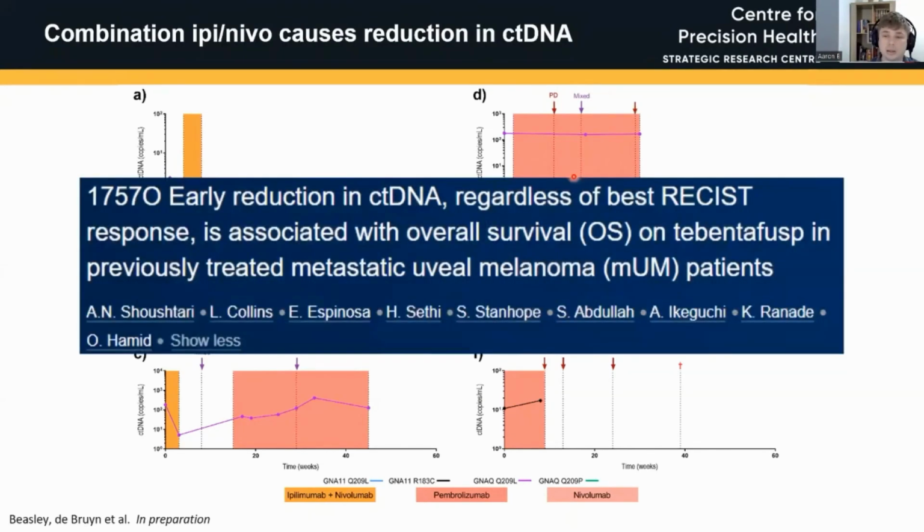And this has been shown in a recent published abstract. This was a conference abstract for ESMO, and it showed that in patients with complete clearance of ctDNA upon treatment with tebentafusp, those who had this had a significantly better overall survival. Again, likely because you have that reduction in disease burden.